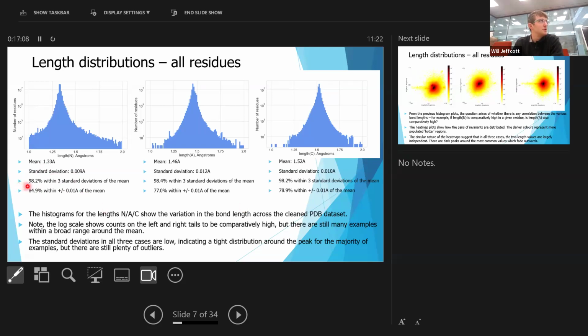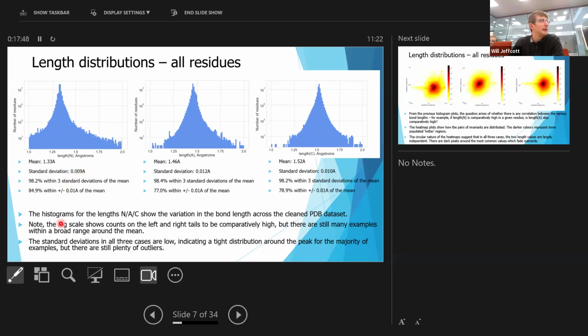Then we've quoted a percentage of cases that lie within 3 standard deviations of the mean, and also a percentage that lie within plus or minus 0.01 angstroms of the mean. So we can see from these histograms the variation in each of the lengths. It's worth noting that because we've got a log scale, the tails on the left and right look comparatively big here. In general, for these distributions, the standard deviation is very low.